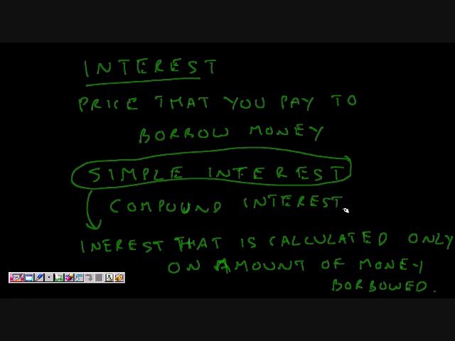So there are two types of interest, simple interest and compound interest, and today we will be discussing just simple interest. Simple interest is the interest that is calculated only on the amount of money that is borrowed, or the principal amount as we call it. Let's take a few examples to make the concept clearer.